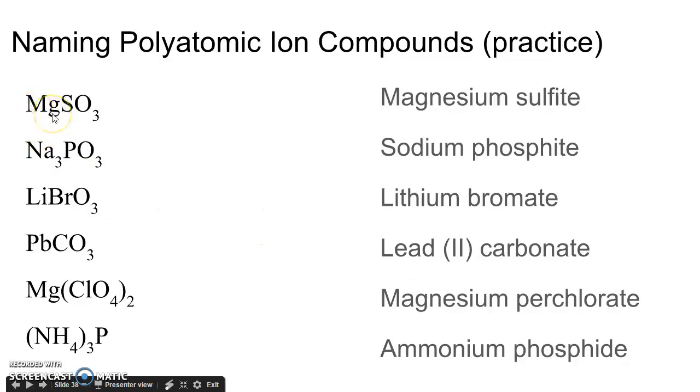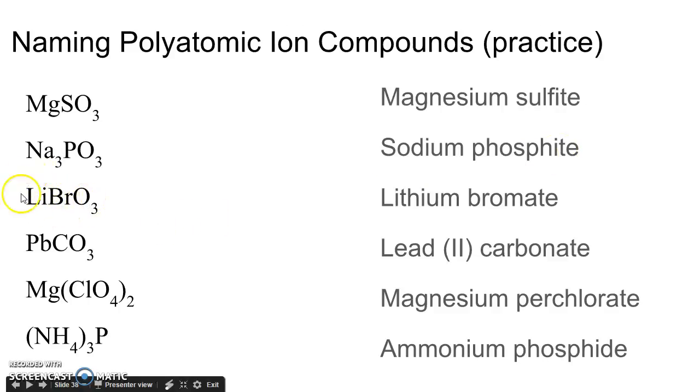So for example, here is a metal, magnesium, bonded to a polyatomic ion, SO3. I follow the same naming rules I had for the binary ones. I name the magnesium like normal, and I name the SO3 like it is on the chart. It's sulfite. I'm not going to use the stock system here because magnesium is in column 1 or column 2, so I don't have to. The next one, sodium, is a metal bonded to a polyatomic ion. Sodium's in column 1, so I would just name it sodium, and then phosphite, PO3.